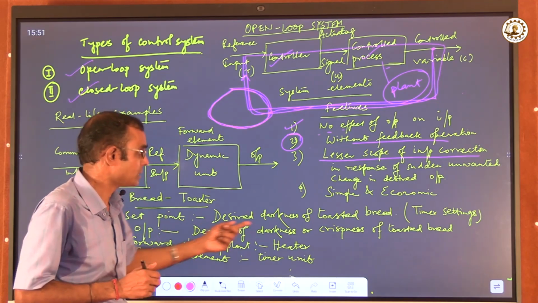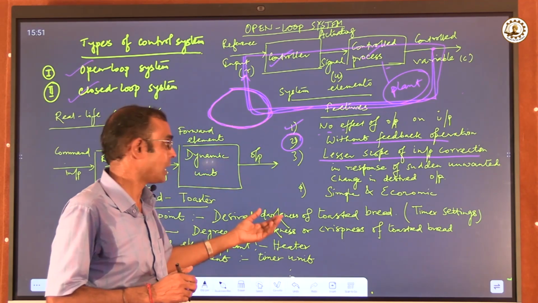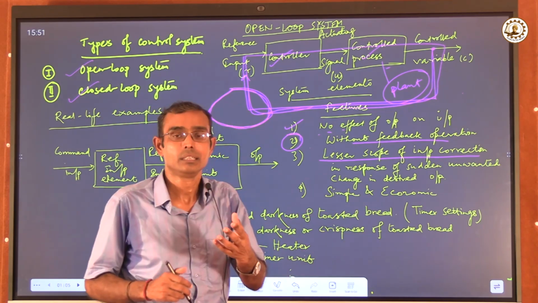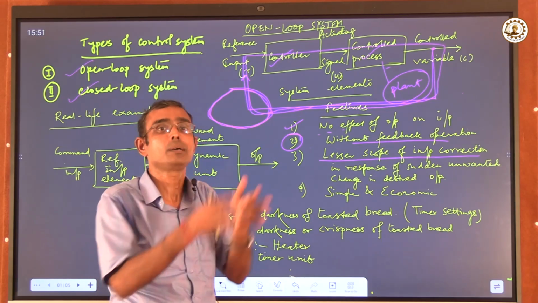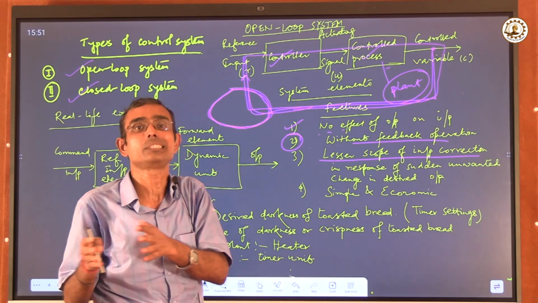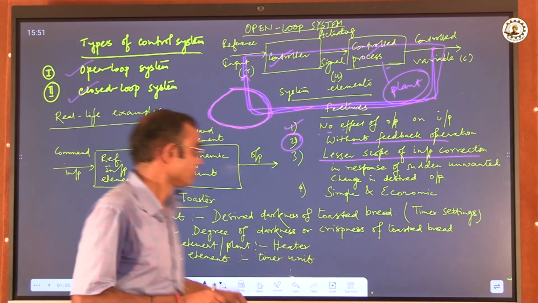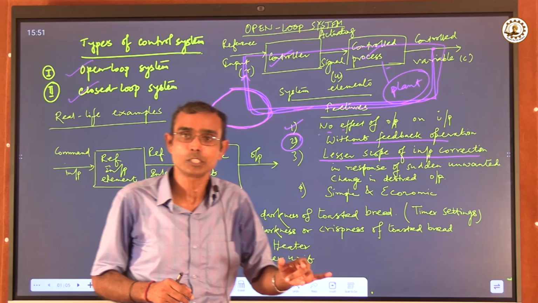the set point. That will be directly indicating how much desired darkness of toasted bread we need. As per the desired darkness of the toasted bread, as per the desired crispness of the toasted bread we need, we will set up the time in the toaster. So that is our set point. That will be working as the reference point.